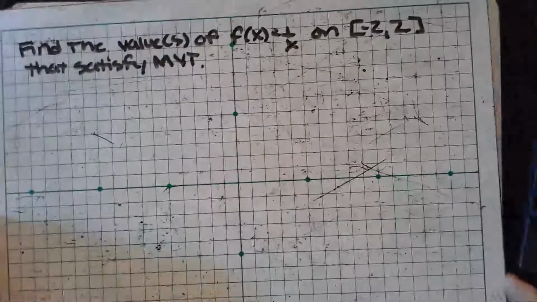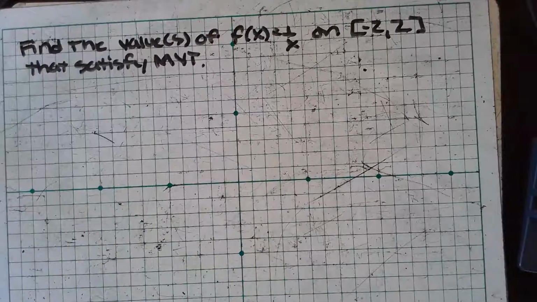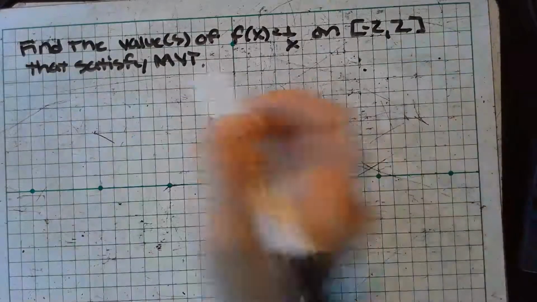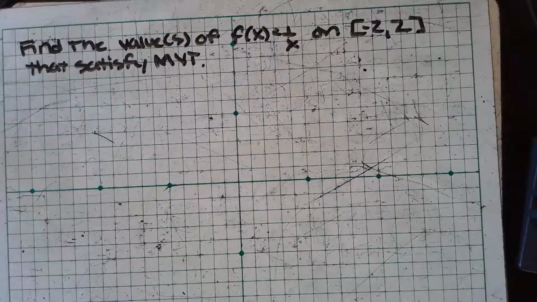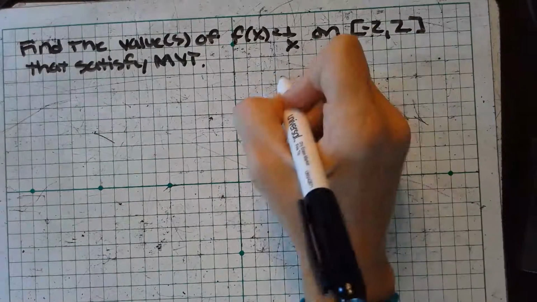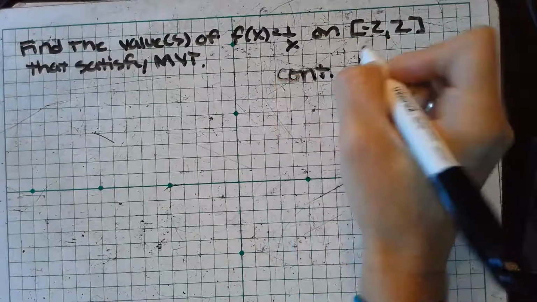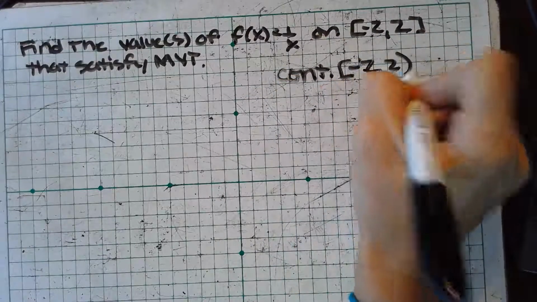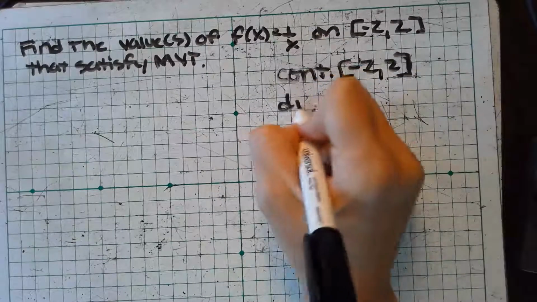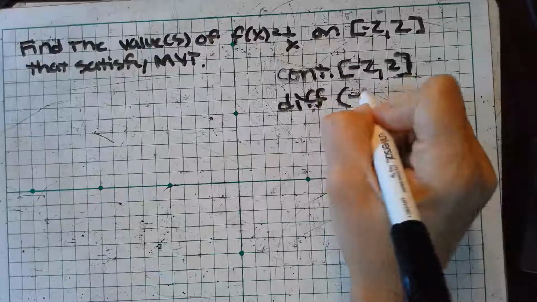Moving right along. We want to find the value or values of f of x equals 1 over x on -2 to 2 that satisfy MVT. Well, what are the first 2 things that have to happen? It has to be continuous on the closed interval, and it's got to be differentiable on the open interval.